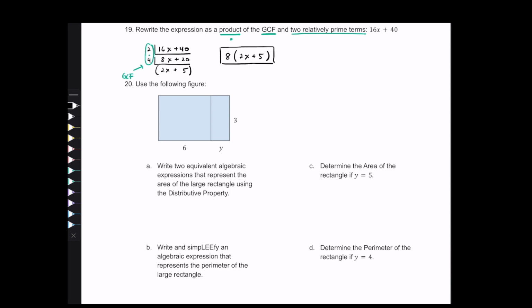Okay, so again, what's the GCF? GCF is going to be this 8 here. That's the greatest common factor. And then for the part that talks about these 2 relatively prime terms, those are these here. 2x and 5 have nothing in common.